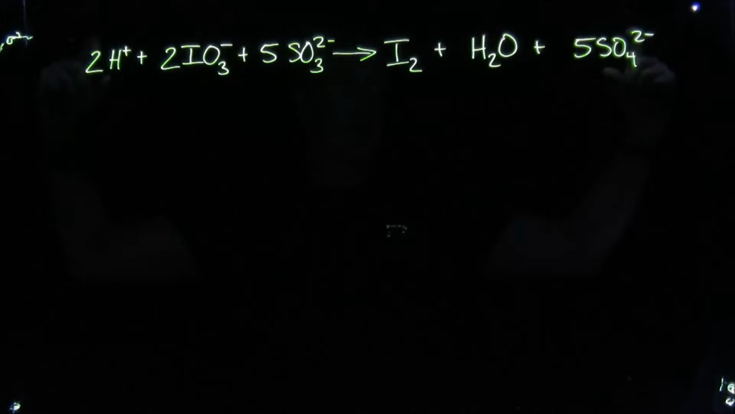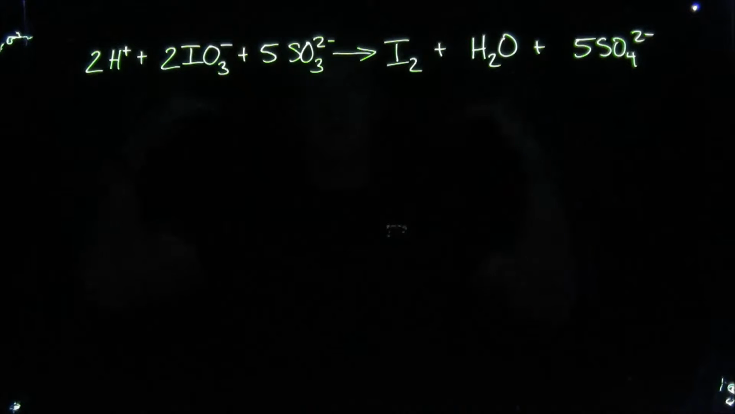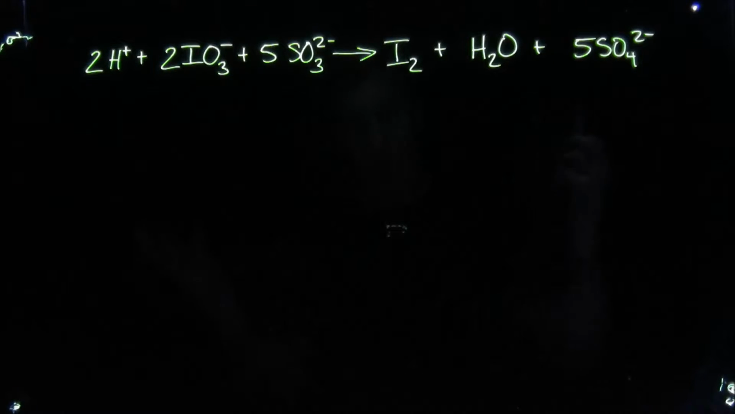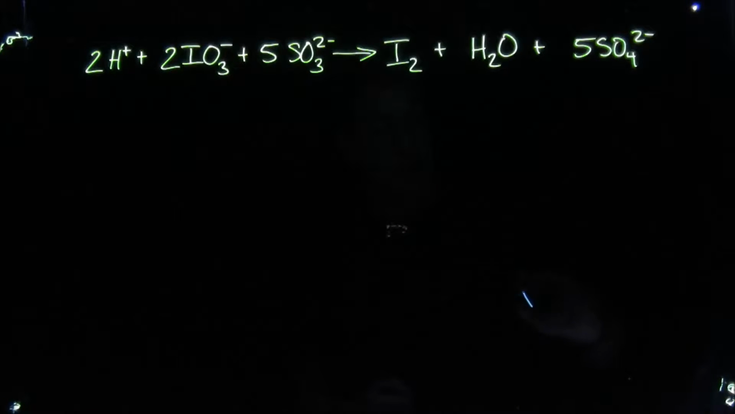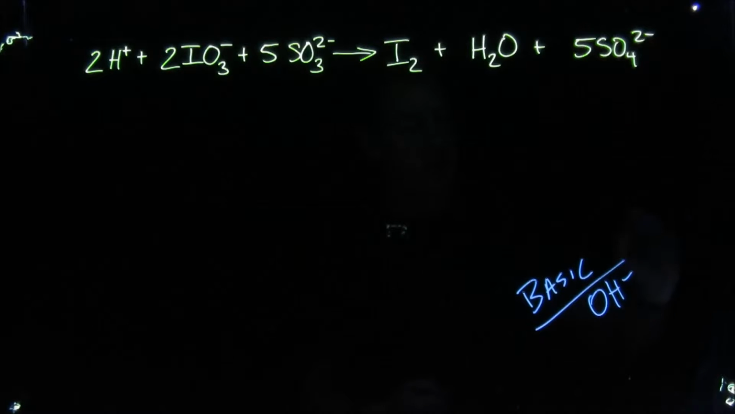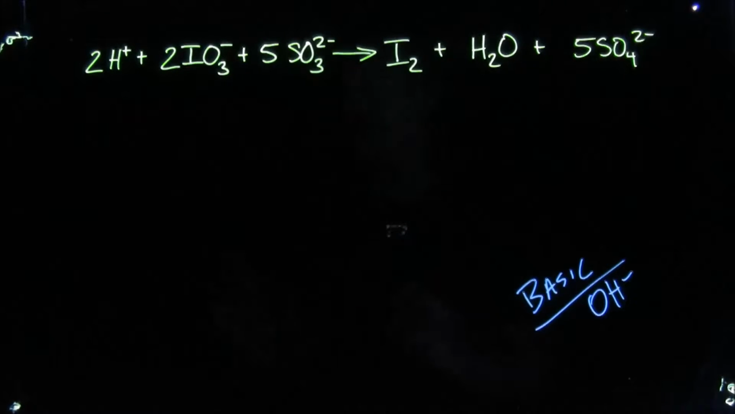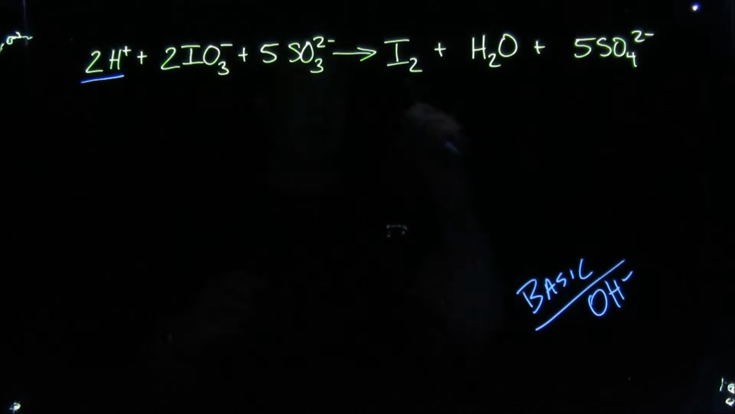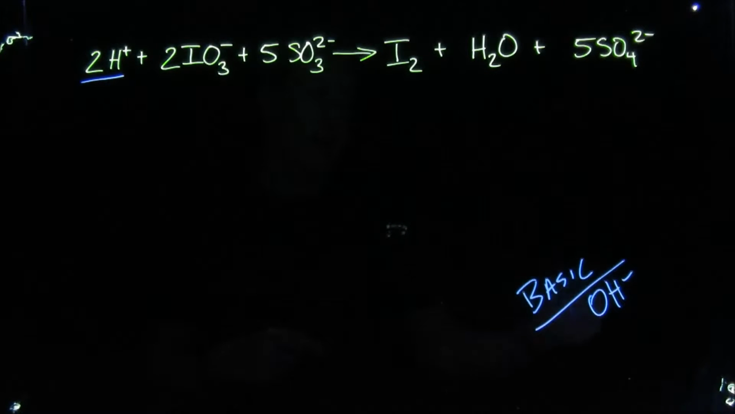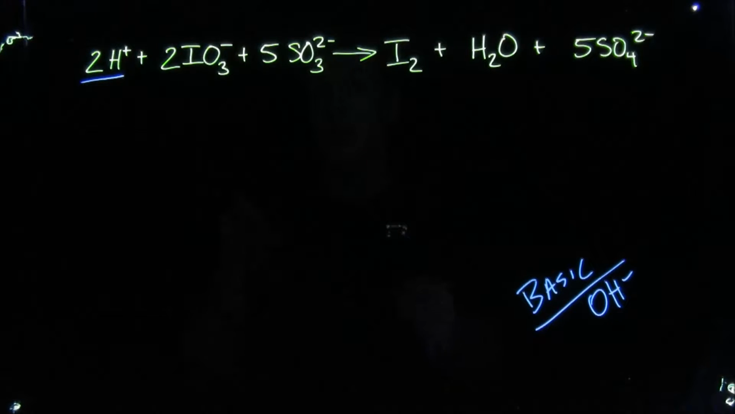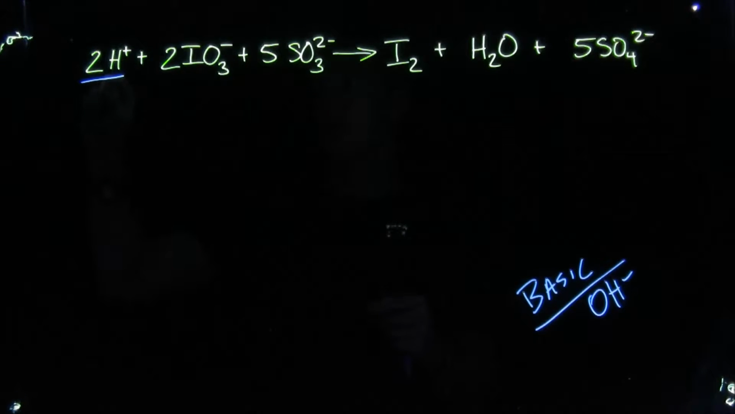So here's our answer for an acidic solution. So we're going to make that basic. And what it means to be a basic solution is that you have an abundance of hydroxide ions, not an abundance of hydrogen ions. And so what we're going to do to make this a basic solution is add in hydroxides. How many hydroxides are we going to add in?